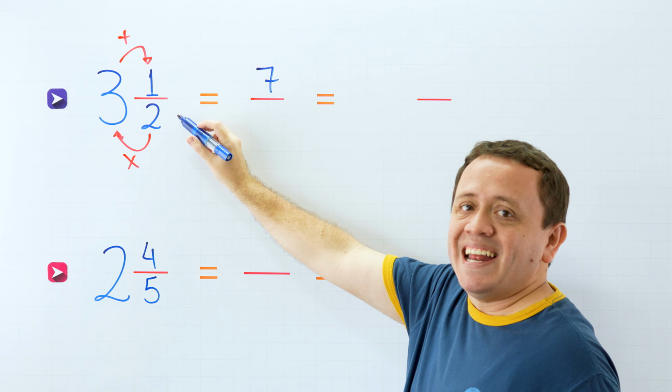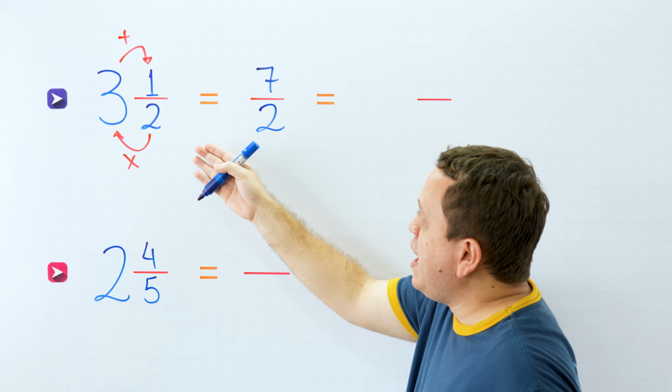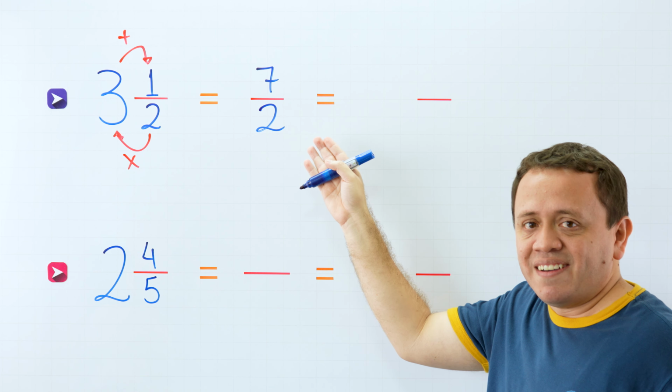Finally, we keep the denominator the same, so 2 comes over here. In that way, the mixed number 3 and 1/2 is equivalent to the improper fraction 7/2.